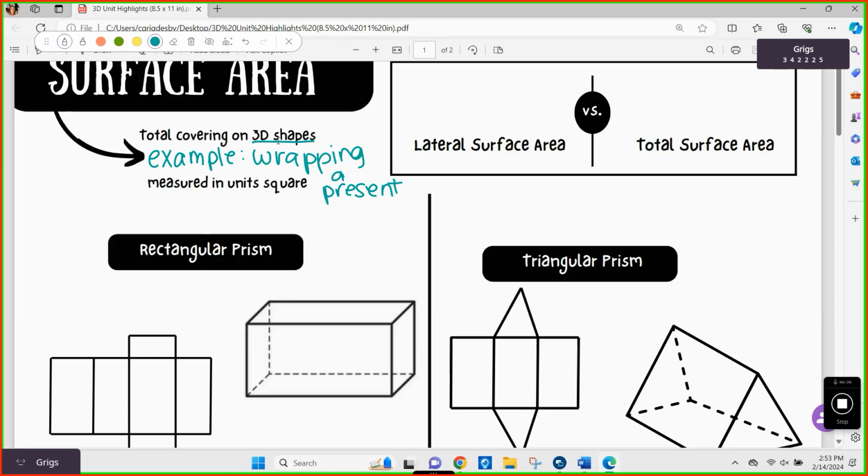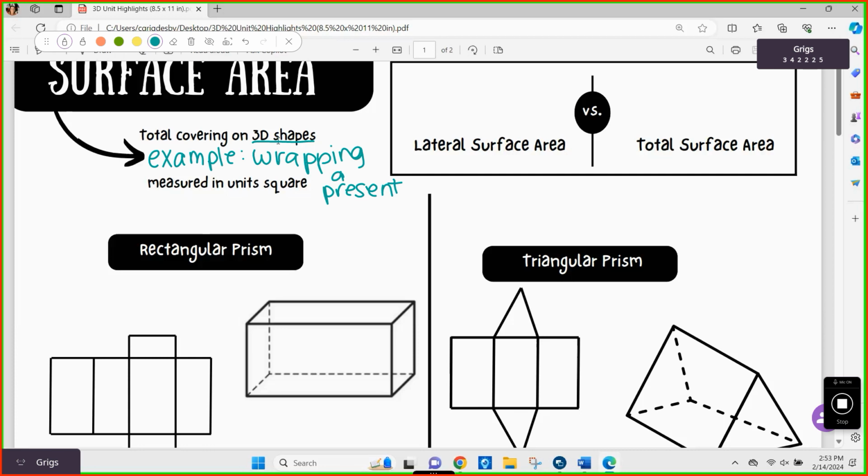And because it's three-dimensional, I'm wrapping the top and the bottom and every single side, right? Like wrapping a present. Wait, so like perimeter of a 3D object? No. Area, because perimeter would just be like tracing the edges. And I'm covering. So area is covering.